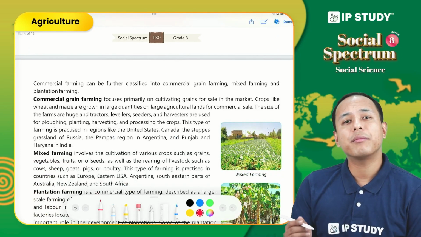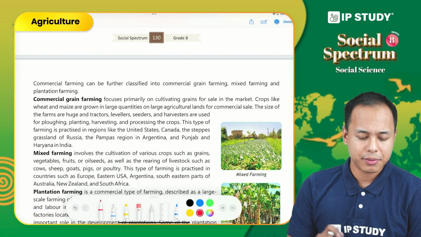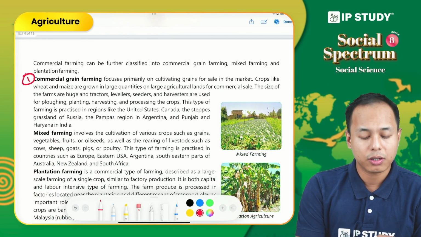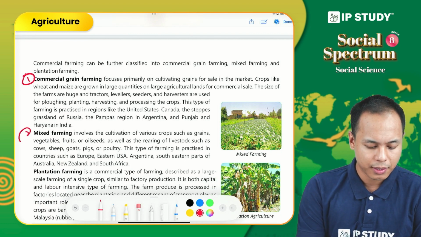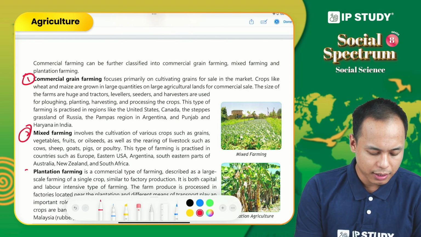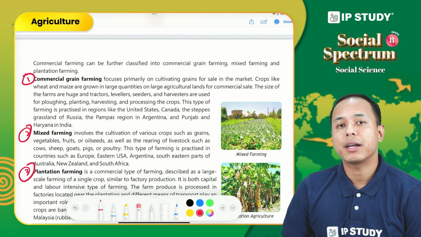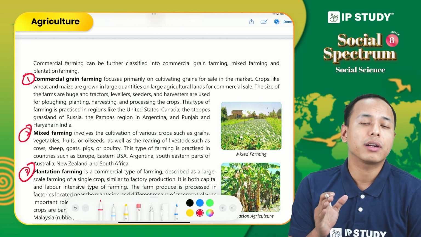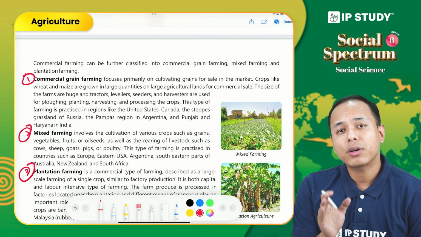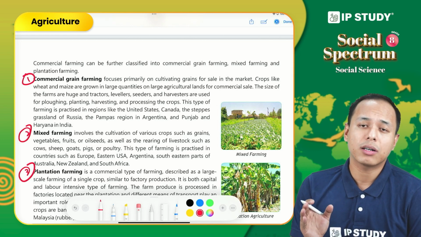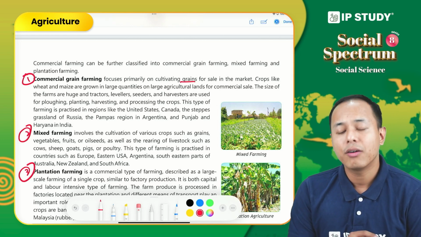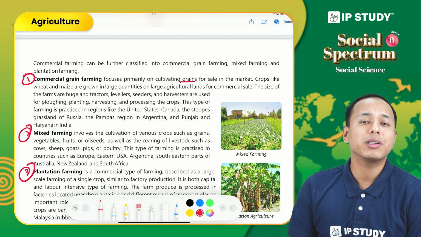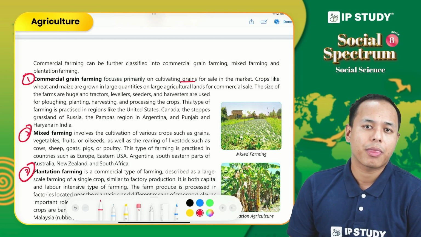Now, commercial farming can be classified into 3 different types. First one, commercial grain farming. Second, mixed farming. And third, plantation farming. So, what is commercial grain farming? In commercial grain farming, it focuses primarily on the cultivation of a crop or grain for sale in the market. For example, wheat or rice or maize.